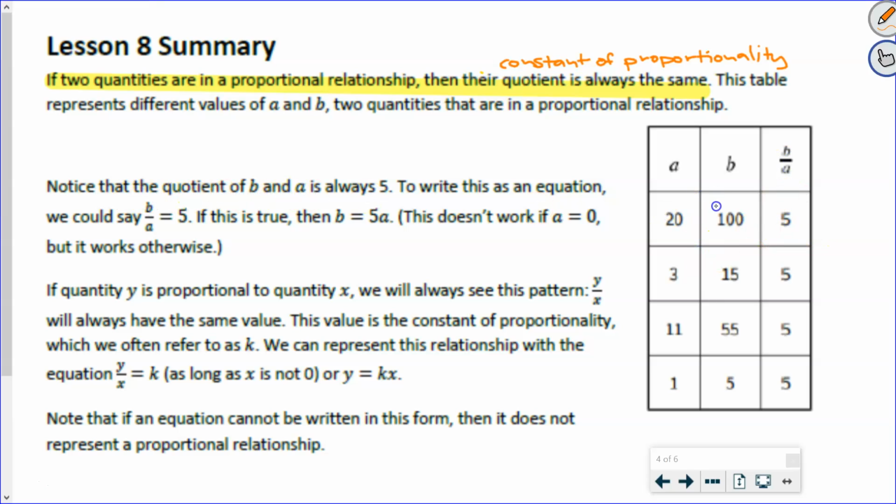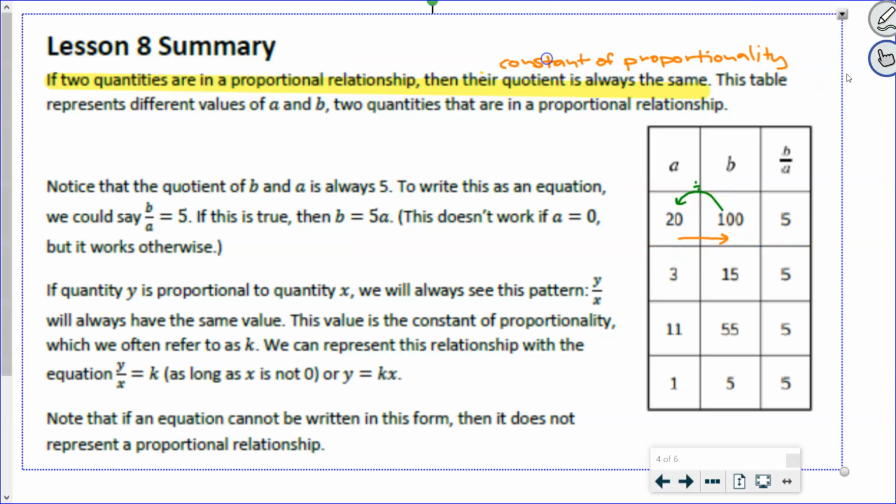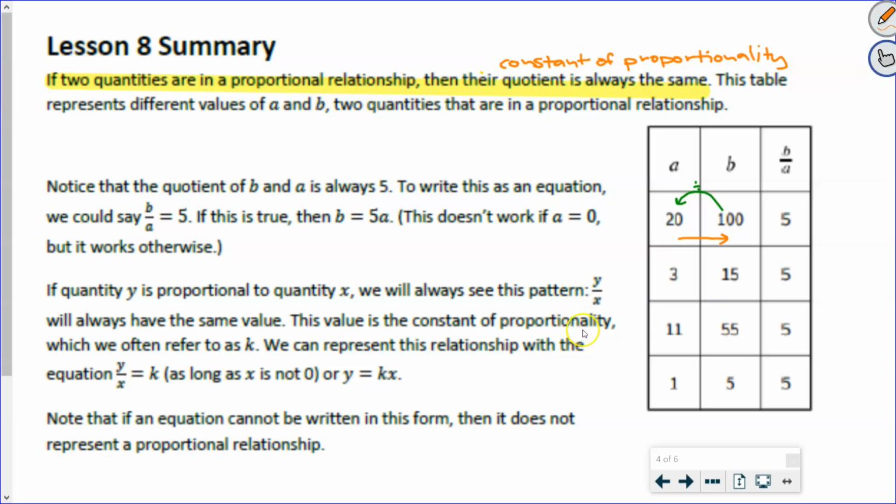B divided by A is 5 because we're saying, how do we go forward in this table? I don't know, so I'm going to work backwards. 100 divided by 20 is 5. And continuing on, how do I go forwards? Of course, we do know that 3 times 5 is 15, but if we pretend like we don't know and work backwards, we would be going 15 divided by 3 is equal to that same 5 there. So we're seeing that the quotient is always the same. That quotient is always the same because it represents the constant of proportionality, the number we multiply by as we go forward across the table.